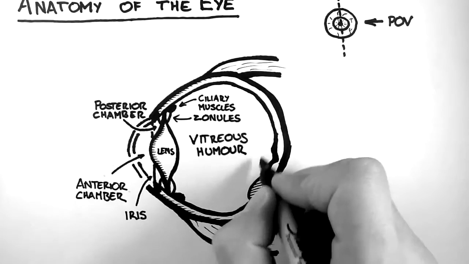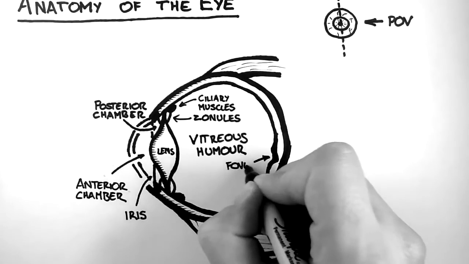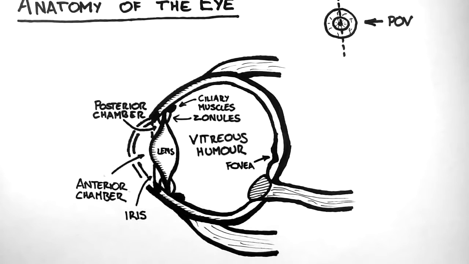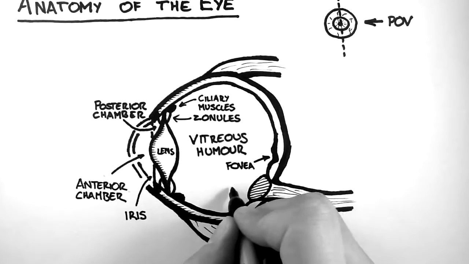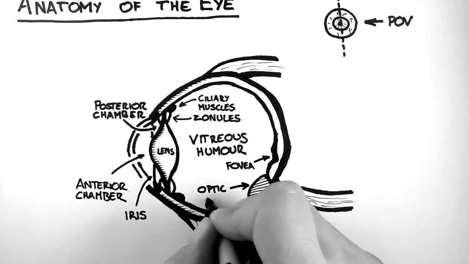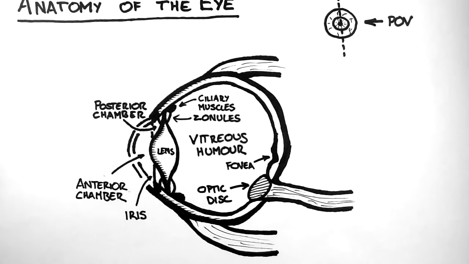At the back of the eye, we have a small pit called the fovea, which is an area with a high density of colour photoreceptors called cones. This is the part of the retina used for high acuity vision. At the back of the eyeball, we also have the optic disc. This is the point where all the nerves from the photoreceptors dive back through the retina and then onward to the brain through the optic nerve. The optic disc is responsible for the blind spot in our vision.